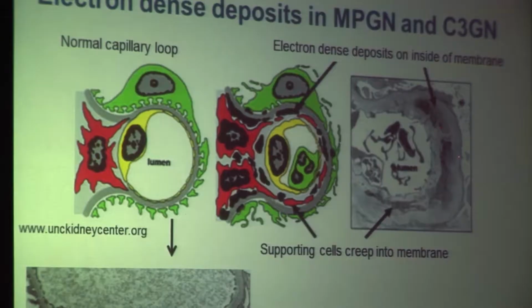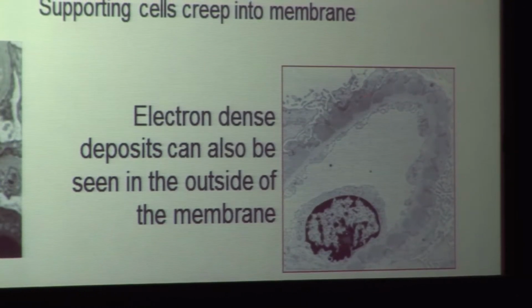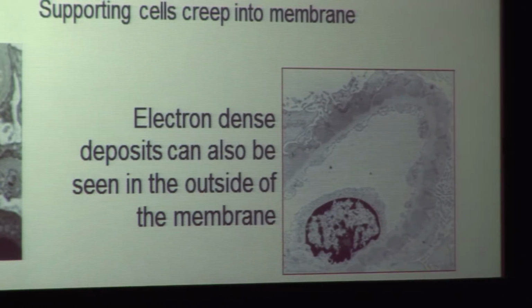You can't see it on a light microscope. You have to use an electron microscope to see it. And these are called electron-dense deposits. You also see on the electron microscopy that the supporting cells begin to creep into the membrane, and that's probably what's accounting for the thickening of the capillary walls that you see on the light microscopy. Most of the time, the electron-dense deposits are scattered around the inside of the basement membrane, but sometimes they're scattered around the outside of the basement membrane.